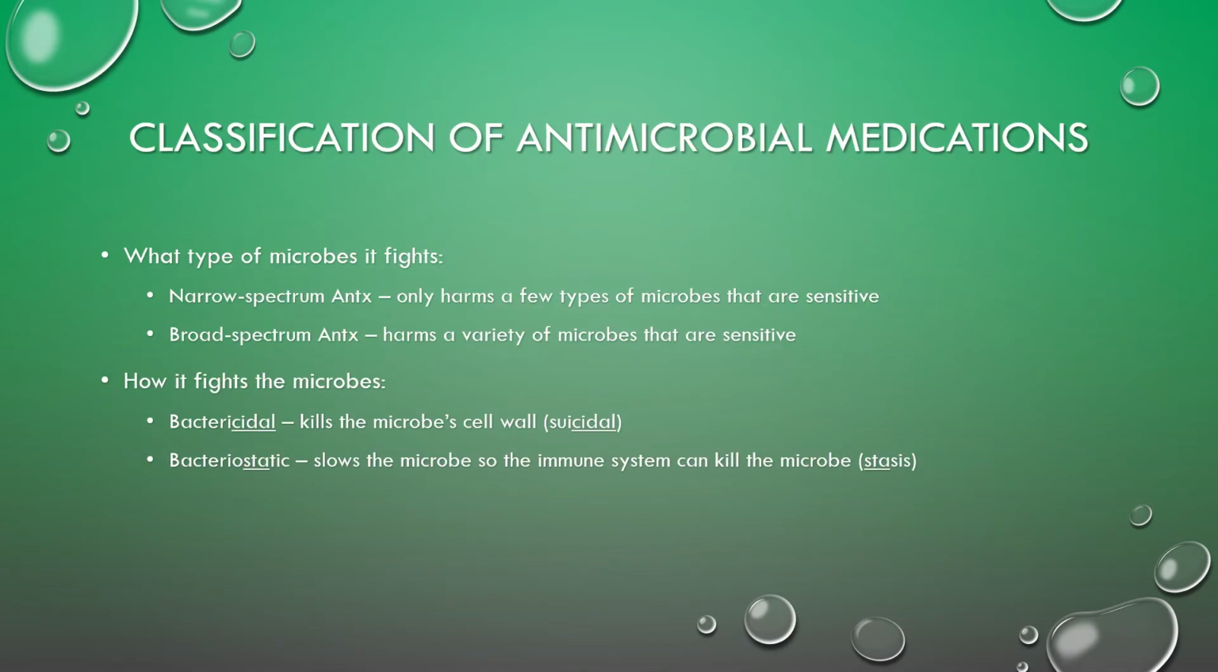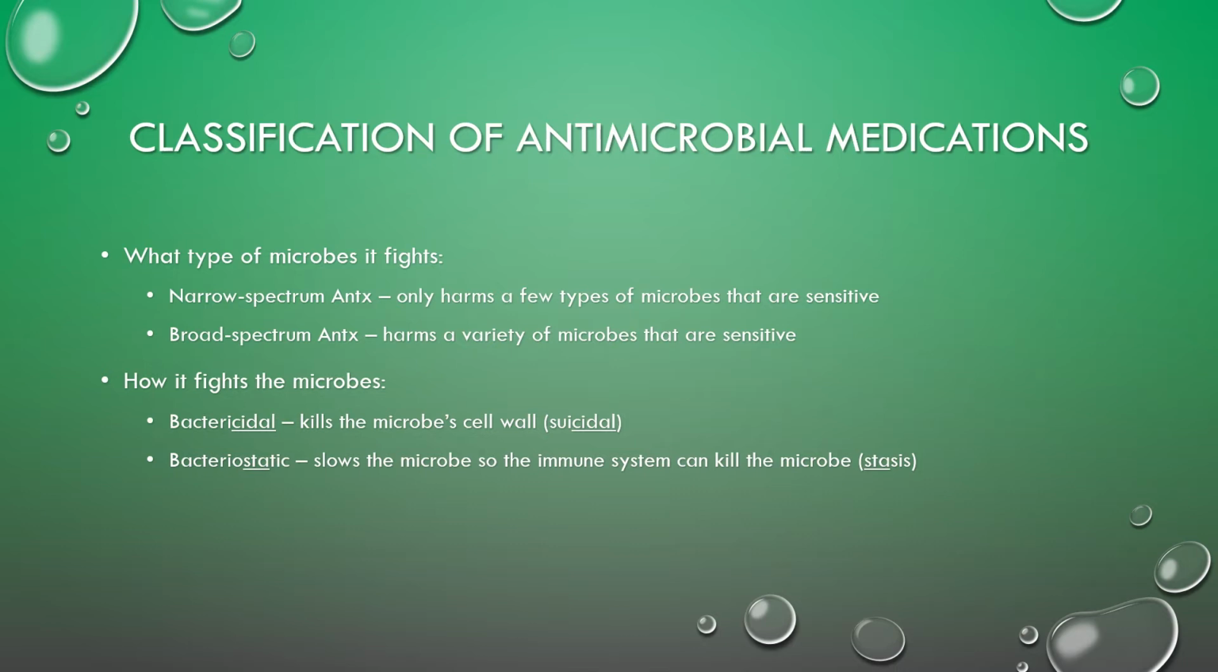So classifications. The types of microbes that antimicrobial medications fight are going to be narrowed into narrow spectrum antibiotics versus broad spectrum antibiotics. Narrow spectrum is just that. It only harms a very few types of microbes that it is sensitive to. Whereas a broad spectrum can harm more microbes.